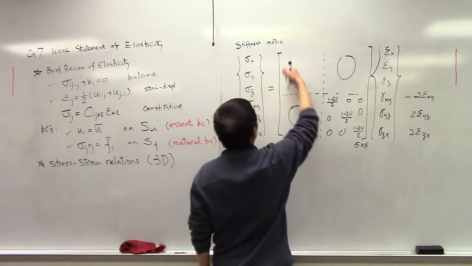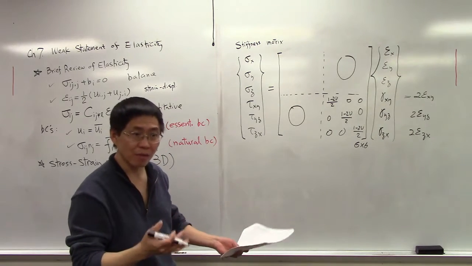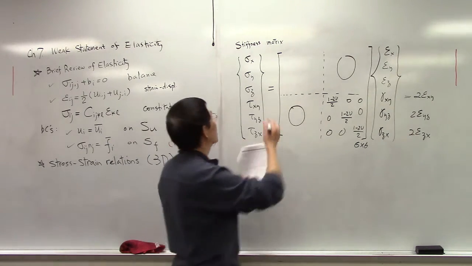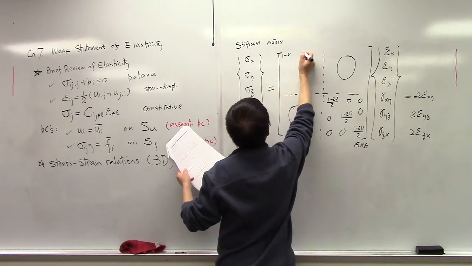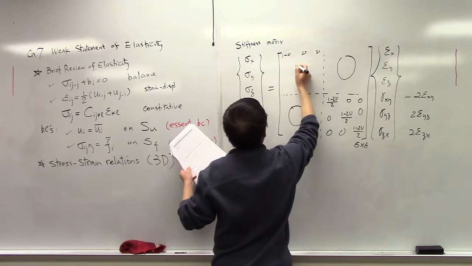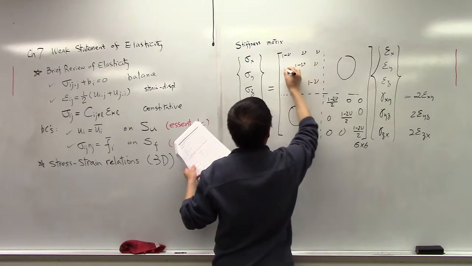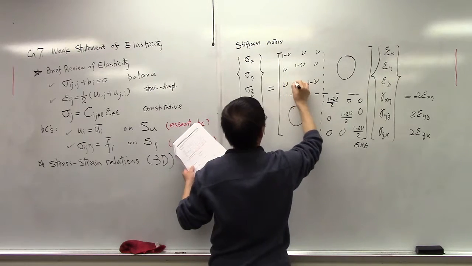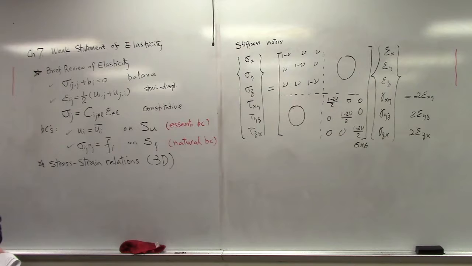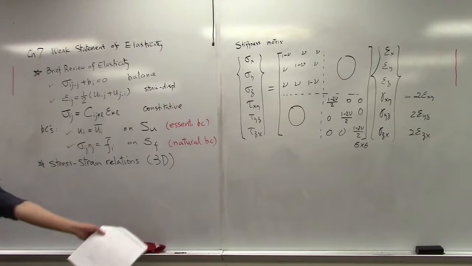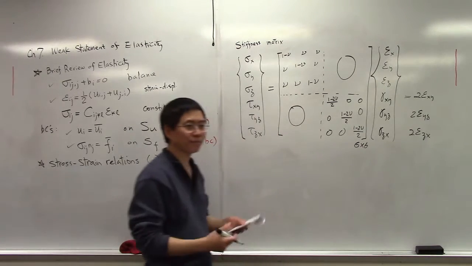The only thing that is more complicated is this one. It is a full matrix, 3 by 3, but itself is also symmetric. This becomes 1 minus nu, and then nu. 1 minus nu, and then 1 minus nu. And here is symmetric. So that is the stiffness matrix. And this is for the 3D case, okay?